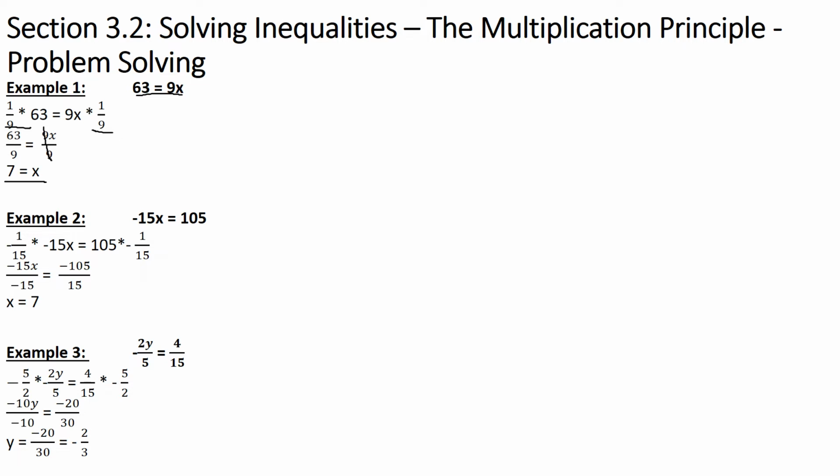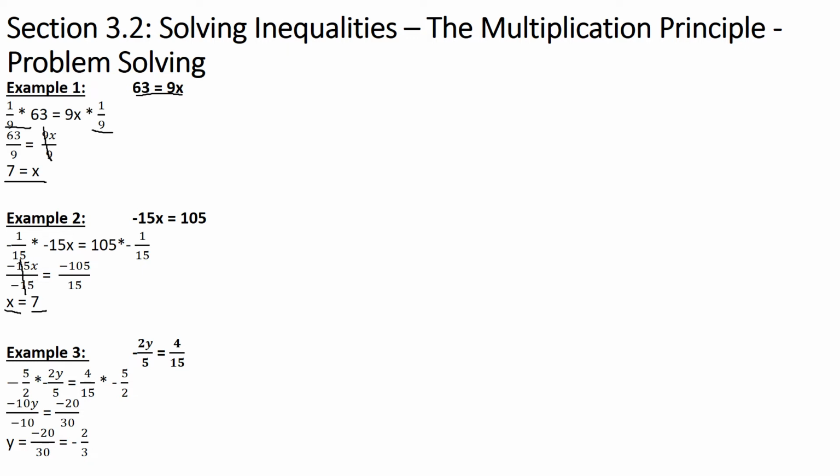Example 2, I've got negative 15x equals 105. The reciprocal of negative 15 is negative 1/15. So when I multiply negative 1/15 times negative 15x, I get 15x over 15. The negative over negative is positive. 15 over 15 becomes 1, so I've got an x on the left here. Now since I multiplied by negative 1/15 on the left, I have to do it to the right. 105 times negative 1/15 is negative 105 over 15, which is negative 7. And you can use your calculators for these.